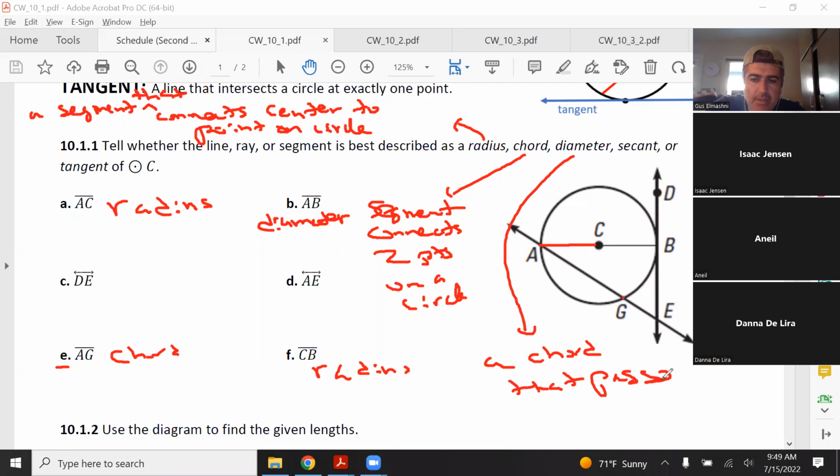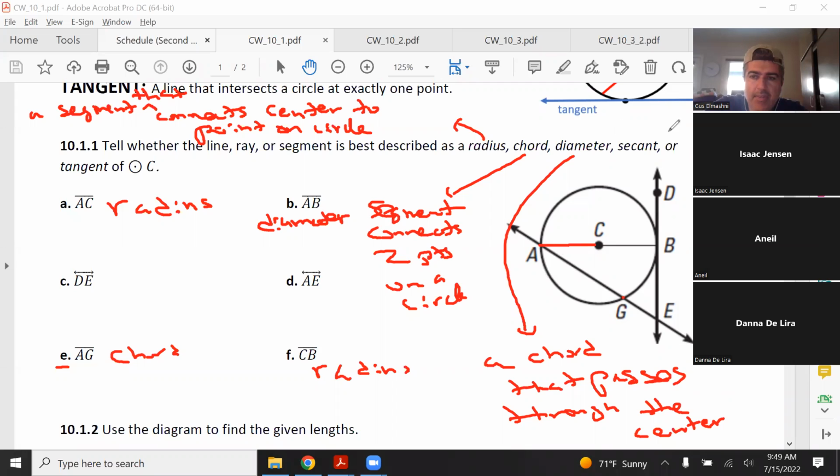That passes through the center. This chord passes through the center. So it's a little bit special.